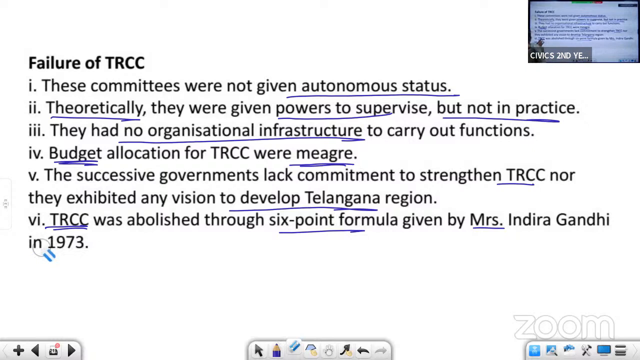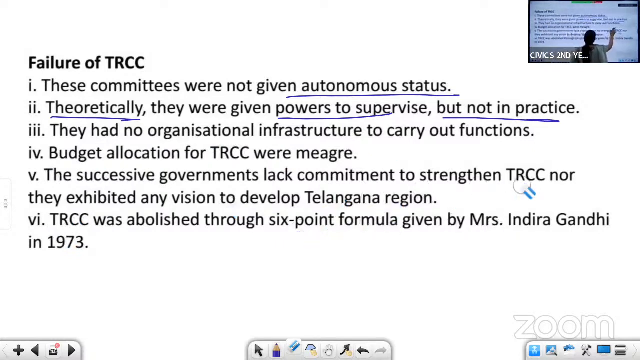See, they said they would establish it, and they established it, but they did not give it any power. Practically, it was not able to function because it did not have any infrastructure. It did not have a budget also. And the government did not show any interest in the development of the Telangana region.